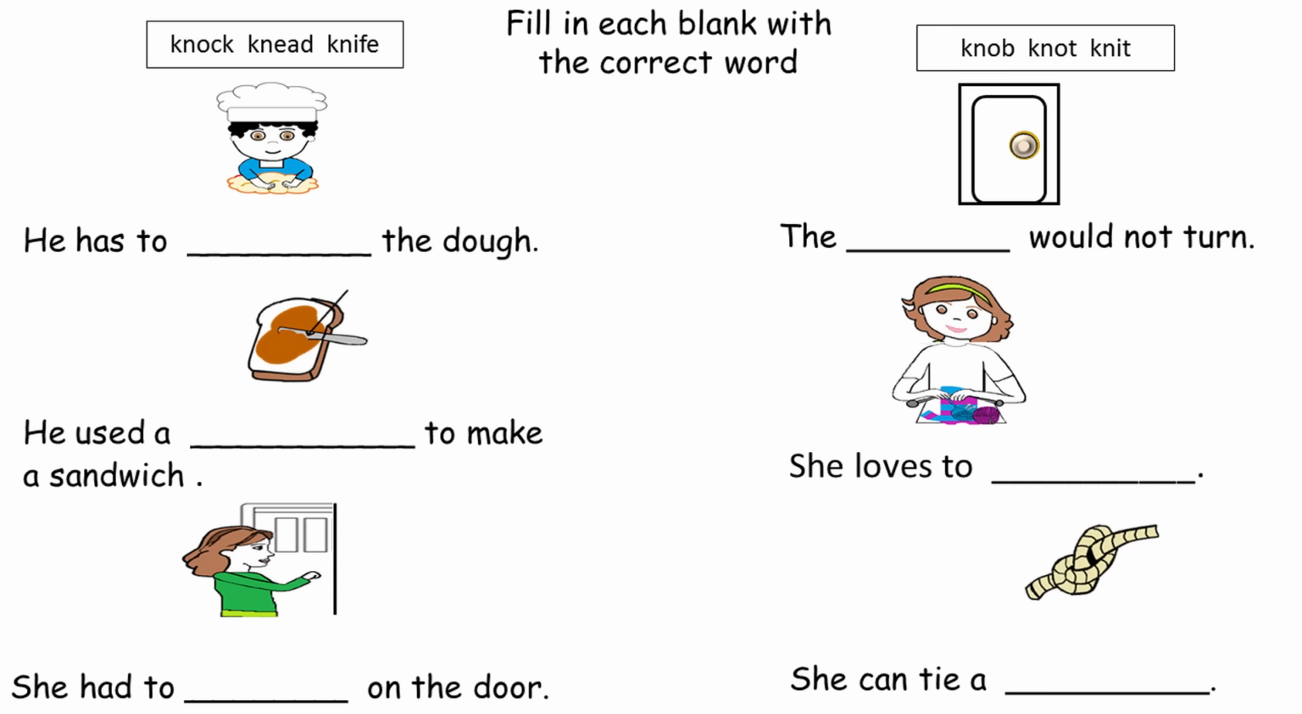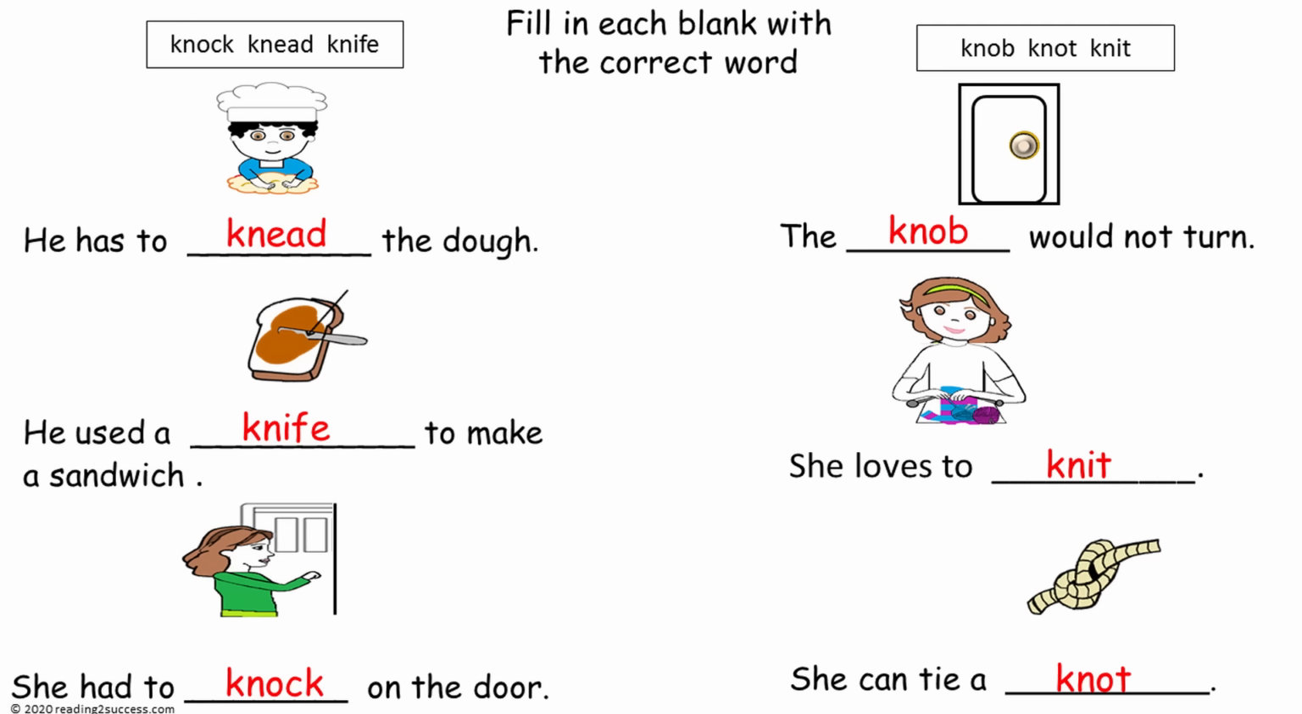And then read each sentence and have kids write the correct word to complete the sentence. For example, the first one in the first column is: he has to blank the dough. The answer would be he has to knead the dough. And then complete those 3 and then go to the next column where the choices are knob, knot, or knit. And these are the answers.